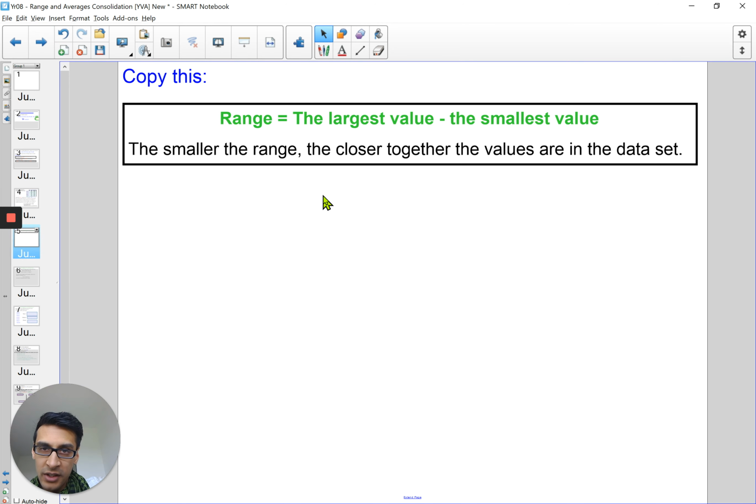Copy this into your book. This is a really simple formula that you need. You could argue it's not even particularly tricky to learn. It's just the largest value, take away the smallest value. Now, more importantly, you need to be able to describe what the range means. So what we're saying is a smaller range means that the data is closer together, and also means the data has less variation.